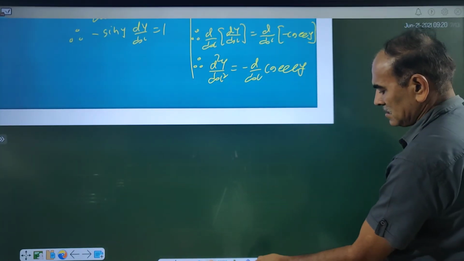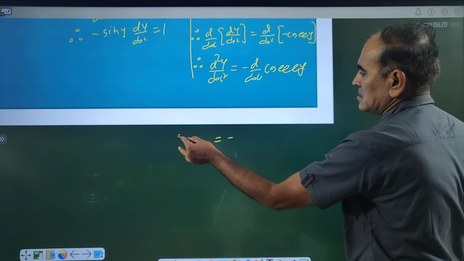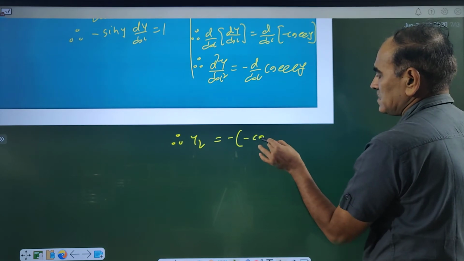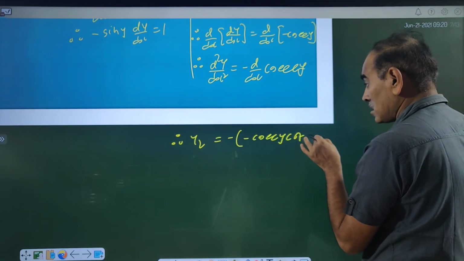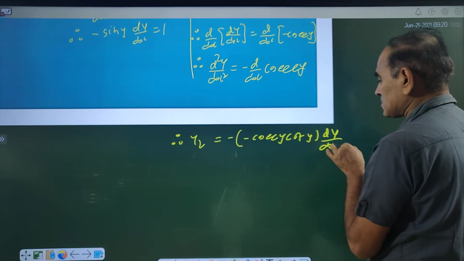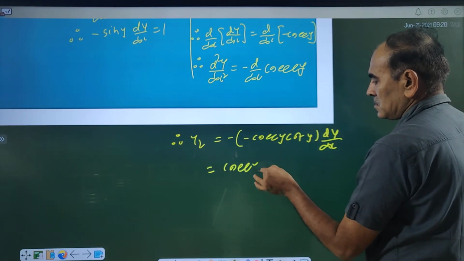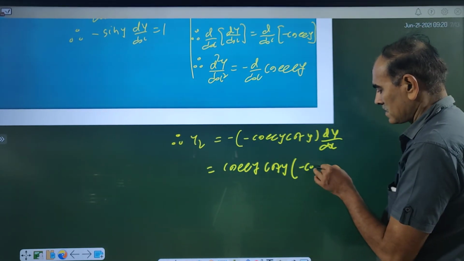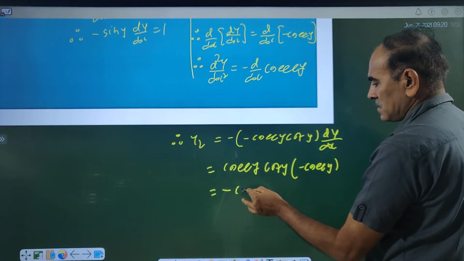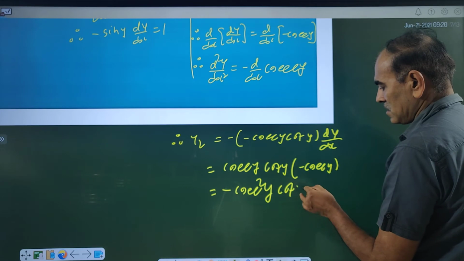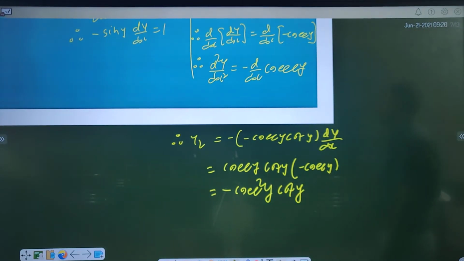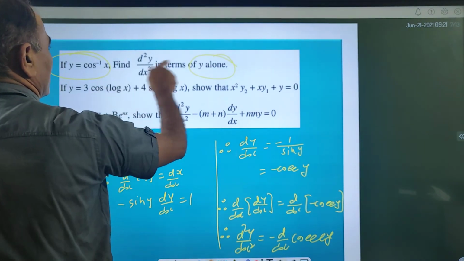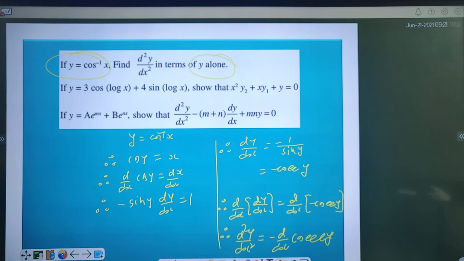And we know that, see, the derivative of cosec y is minus cosec y cot y into d by dx of y. So that is cosec y cot y. What is dy by dx? Minus cosec y. So that comes out as minus cosec square y into cot y. So this is the second derivative in terms of y. See what they want? Find the second derivative in terms of y.